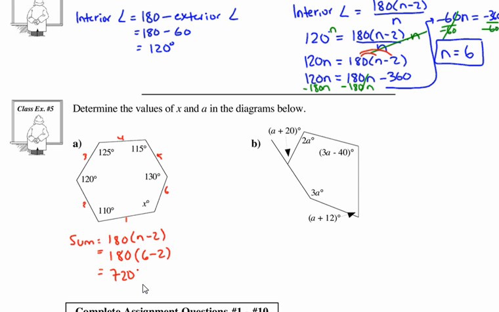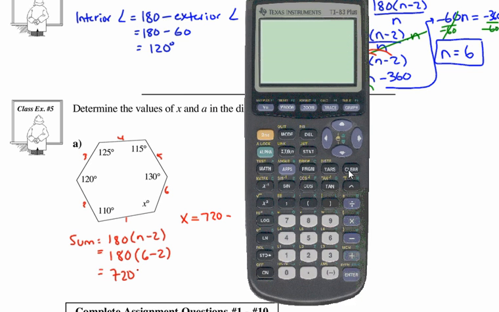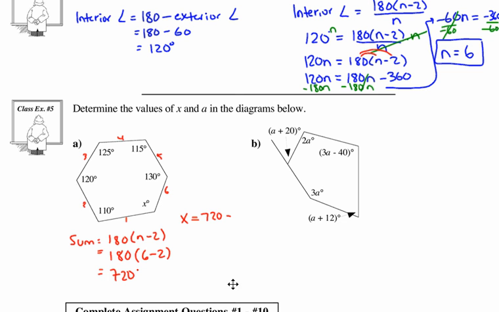So now we can find x, right? We know that all of those angles are going to add to 720. So we know x will equal 720 minus the sum of all these. You can add them together first if you want and then subtract. So if we add these together, we have 110 plus 120 plus 125 plus 115 plus 130. So those sum to 600. So 720 minus the 600 gives you 120 degrees. Okay.